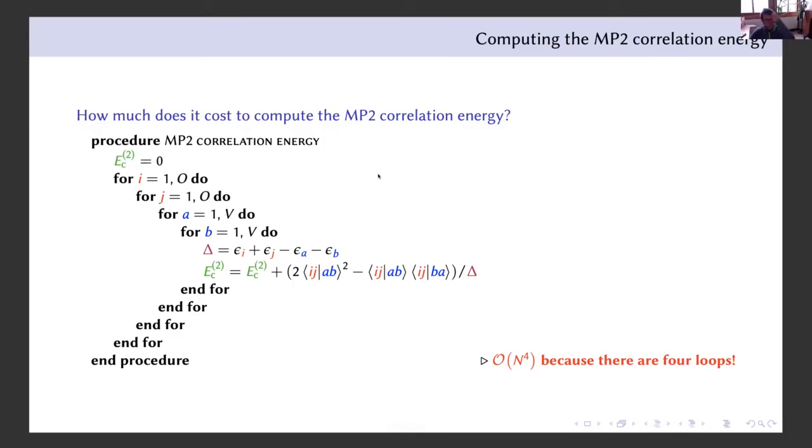Okay, so if I write down a little pseudocode for the MP2 energy, I'm going to stick EC2 equals 0 at the start, just to make sure I don't get rubbish. I do 4 loops over occupied, virtual. Okay, I compute my denominator, and I just sum over i, j, a and b those quantities, and that's it. Cost n to the 4.